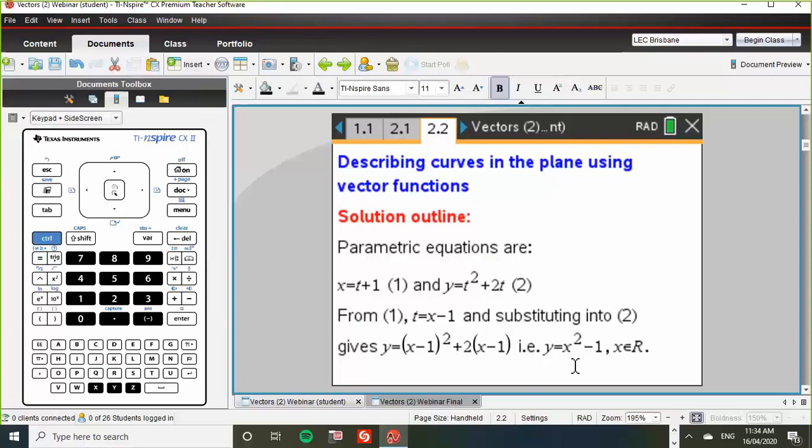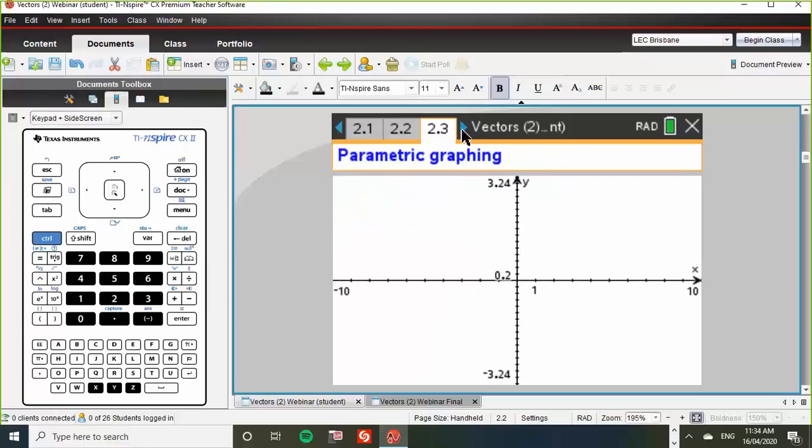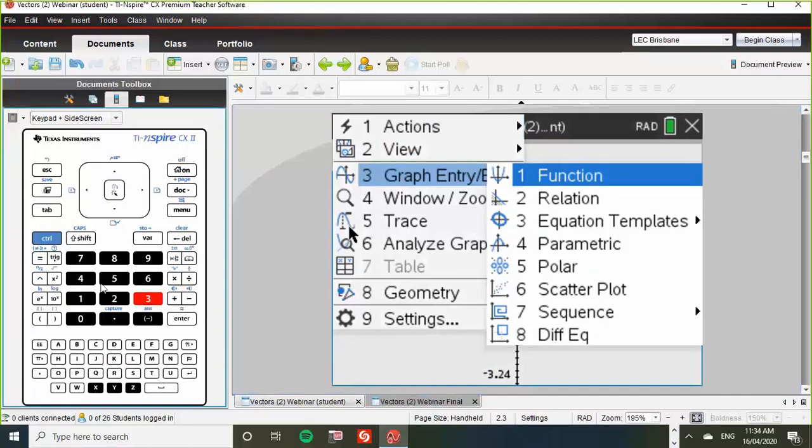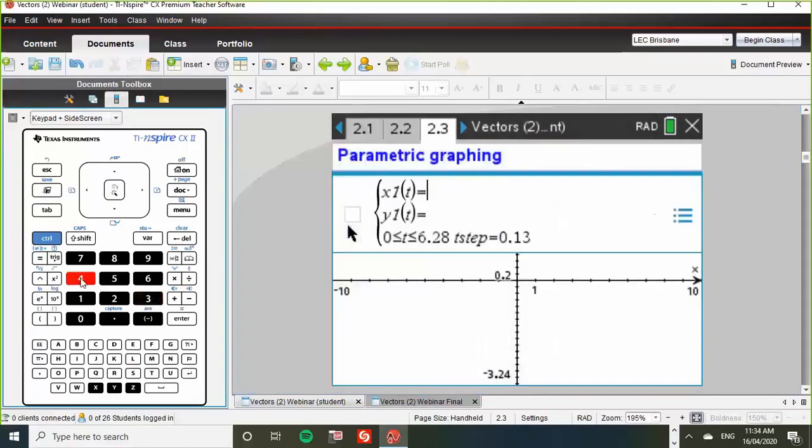So we're expecting to see a parabola. We could graph that parabola using function graphing. We can also graph parametrically, which will form an important part of this session. So let's show you parametric graphing. So we click on and make the graph screen active. What we do is we press menu, then 3 for graph entry edit, and then number 4 for parametric. And our entry line is different.